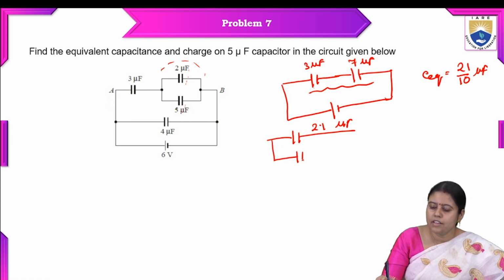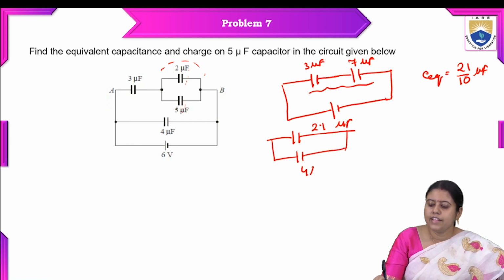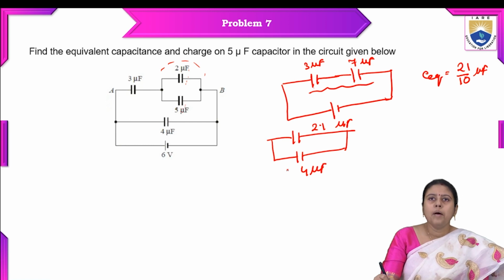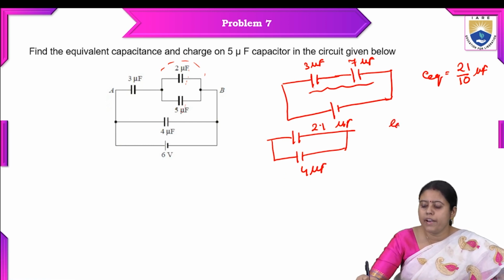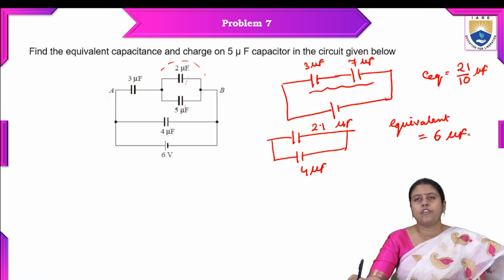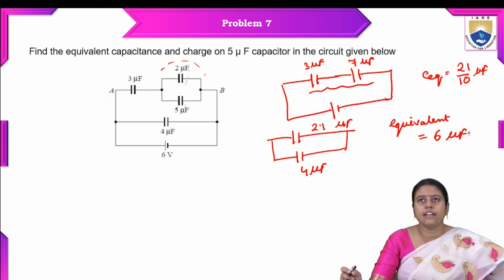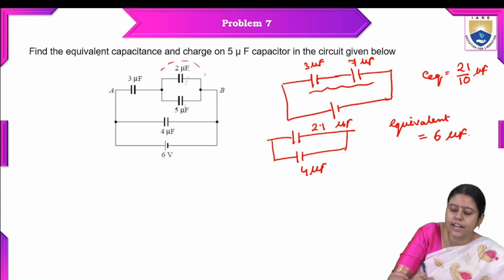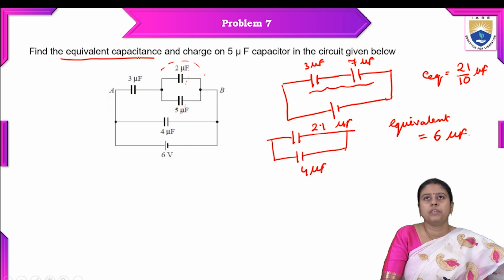And again this is 4 microfarad. These two are also in parallel. So what is the equivalent? The equivalent is 4 plus 2.1, which means 6.1 microfarad. So we can get the first answer, the equivalent capacitance of the circuit.